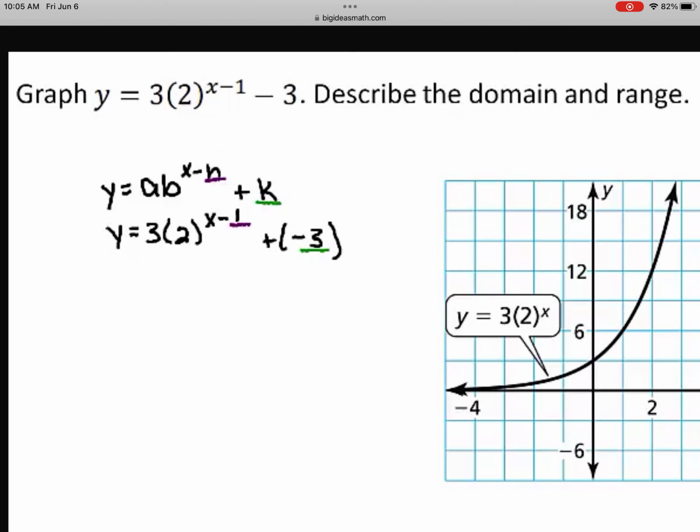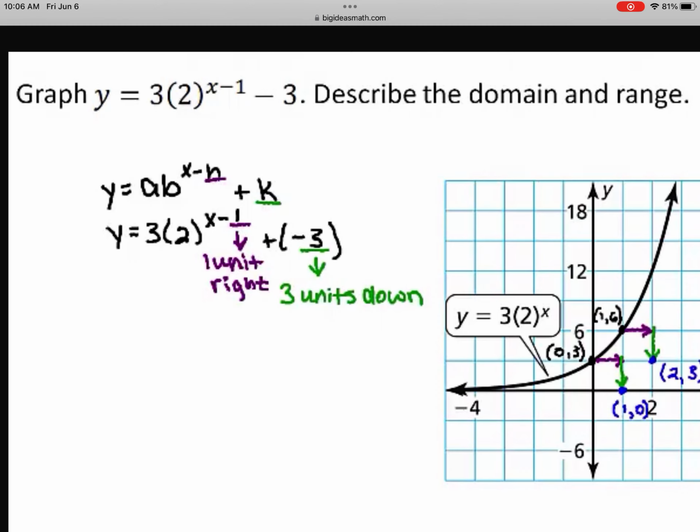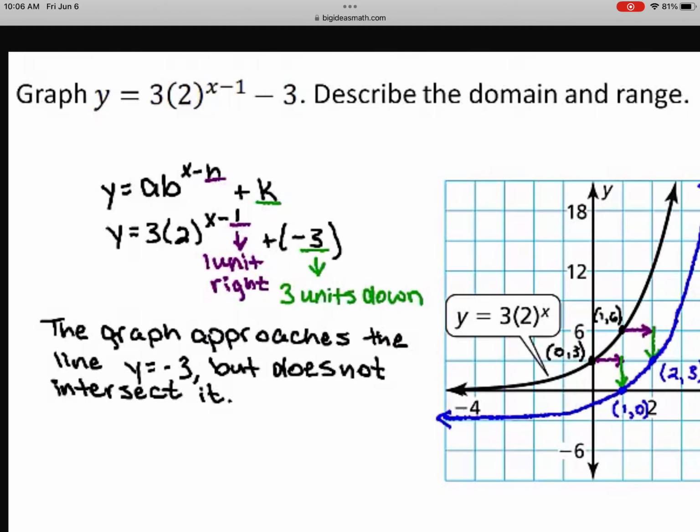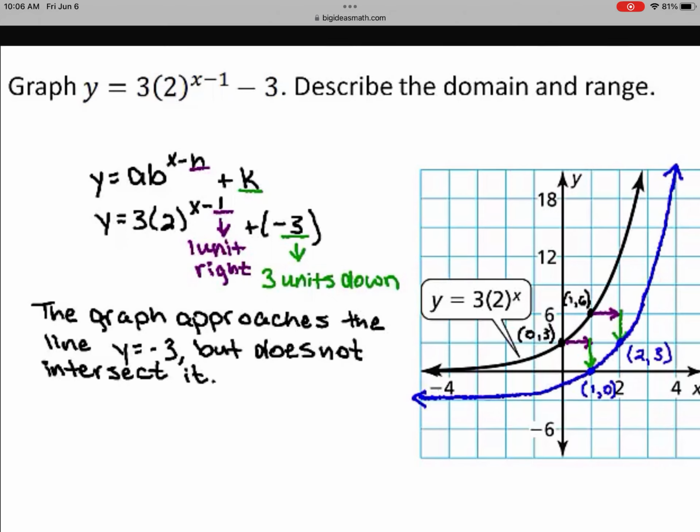Because h is 1, you want to translate the graph y equals 3 times 2 to the power of x 1 unit right. And because k is negative 3, you also want to translate the graph of y equals 3 times 2 to the power of x 3 units down. So the point (0, 3) maps to the point (1, 0), and the point (1, 6) maps to the point (2, 3). Notice that the graph approaches the line y equals negative 3 but does not intersect it.